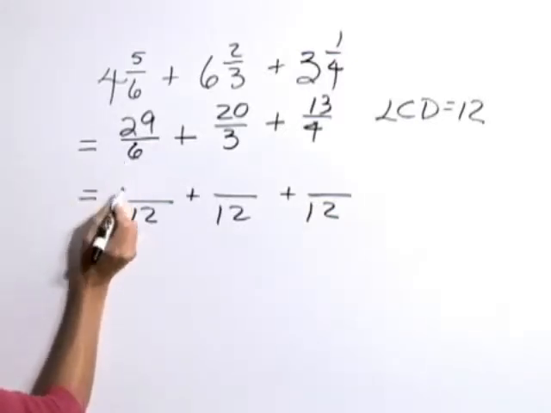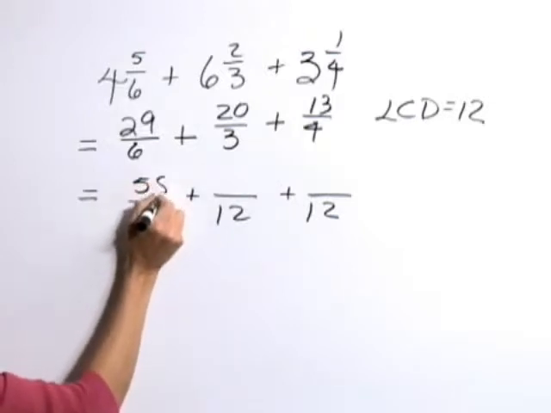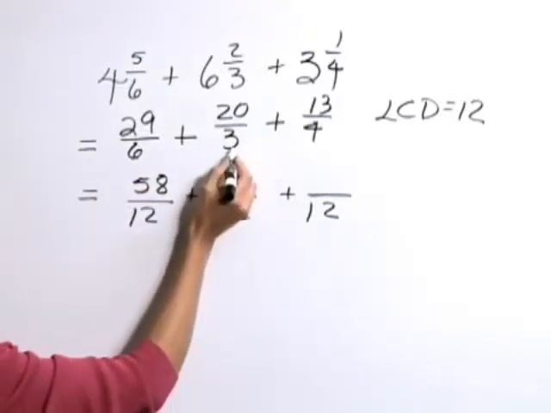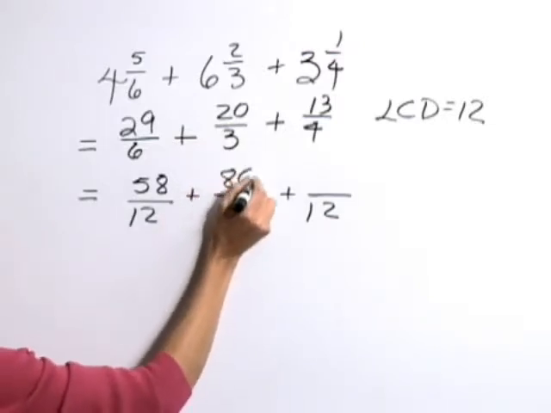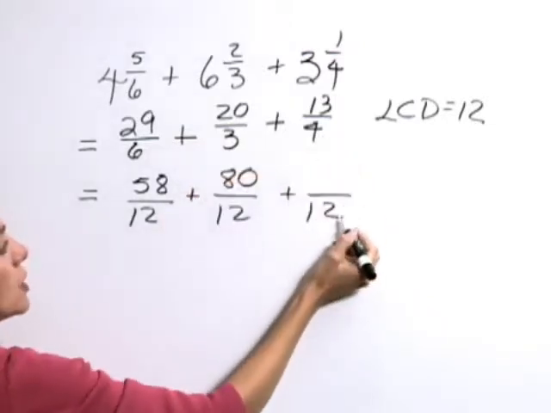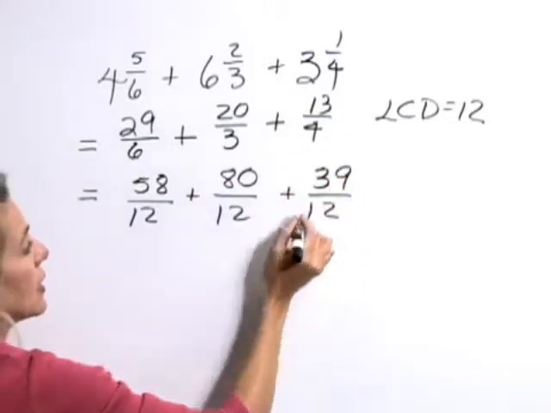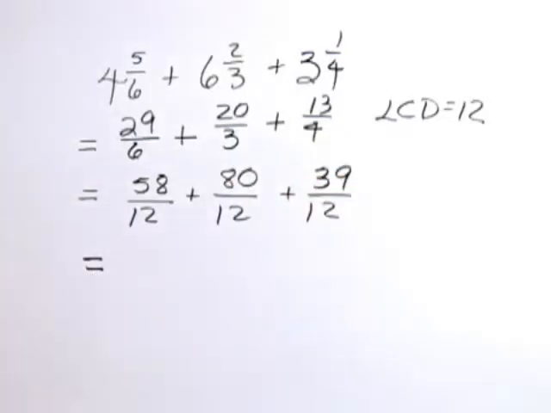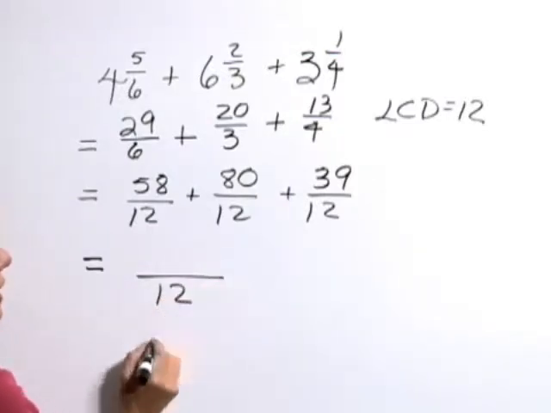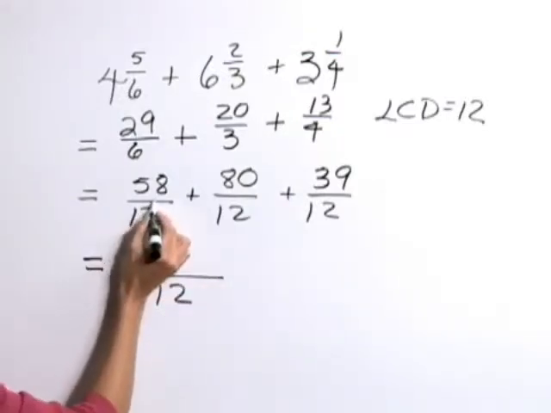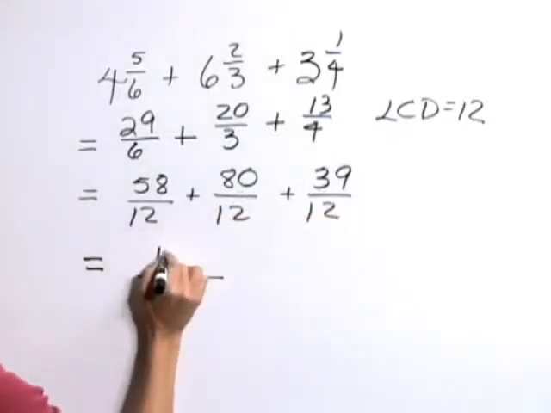We multiply 6 by 2 to get 12, and 29 times 2 is 58. We multiply 3 by 4 to get 12, and 20 times 4 is 80. We multiply 4 times 3 to get 12, 13 times 3 is 39. Now, since we have a common denominator of 12, we simply add across the numerators. 58 plus 80 plus 39 is 177.